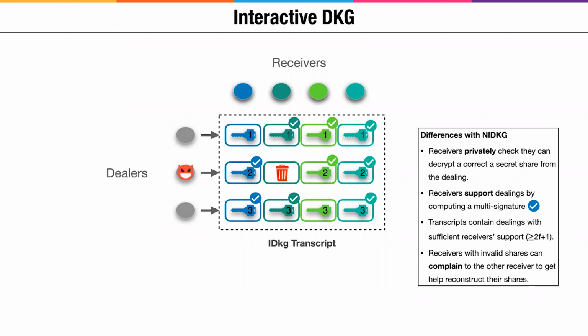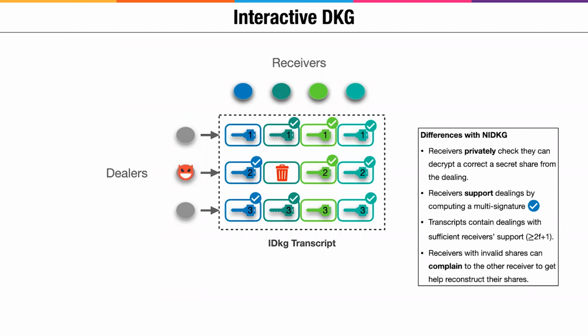So interactive DKG deals explicitly with this situation and essentially enables receivers to have a mechanism to complain. There's a complaint proof that a receiver can generate, and this complaint proof essentially shows that indeed they received the wrong value in the ciphertext. It will be sent to the other receivers, and they will then help the receiver that got the wrong dealing to reconstruct his own secret shares. Once the receiver gets his own secret shares, we will be able to reconstruct his secret share for the common public key, and then we'll be able to use the key, for example, for signing.